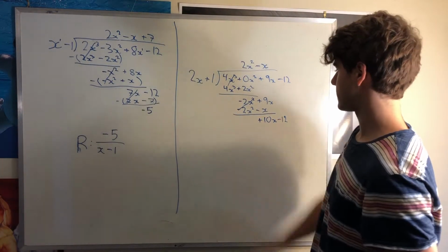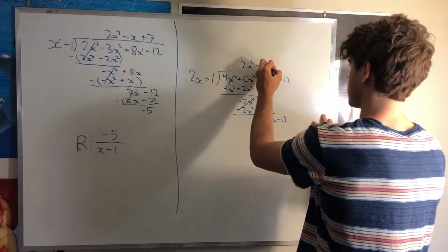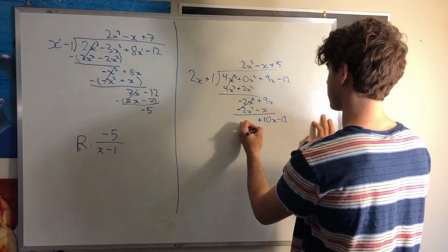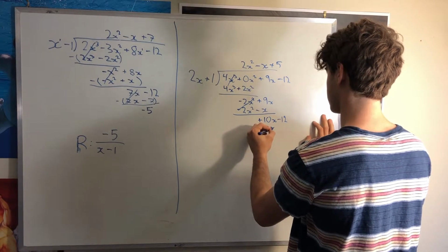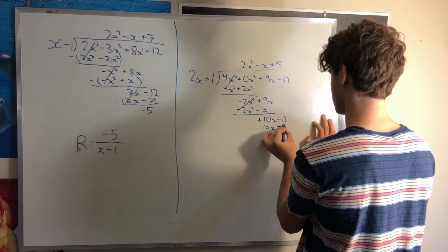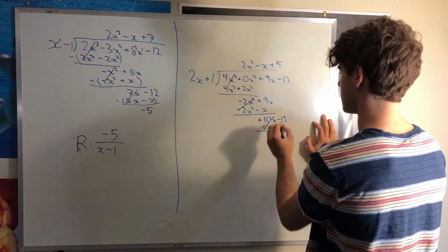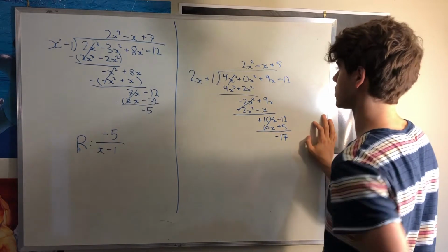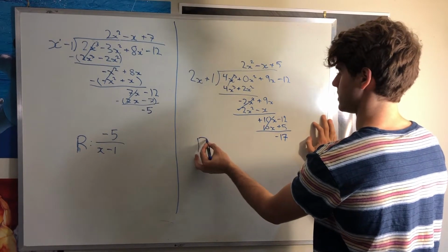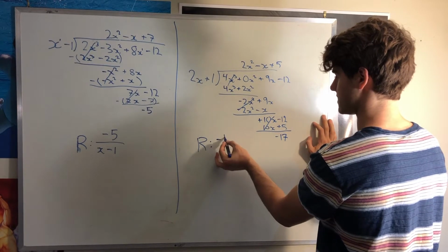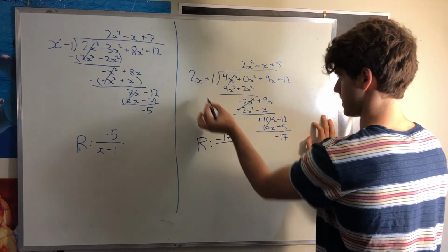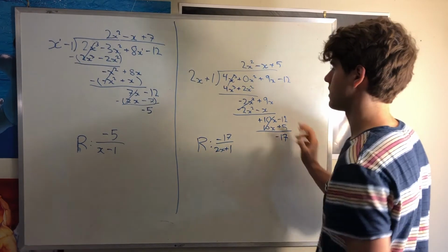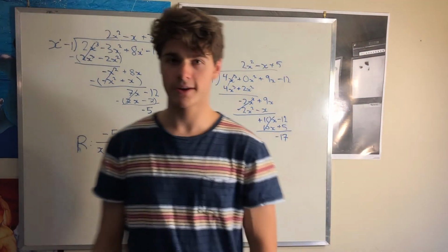10x divided by 2x is 5. So plus 5. Multiply 5 by this binomial, we have 10x plus 5. Subtract, these cancel out. Negative 12 minus 5 is a negative 17. Okay, so our remainder is not simply negative 17. Our remainder is negative 17 divided by 2x plus 1. Okay, this is how you do long division with binomials and polynomials.